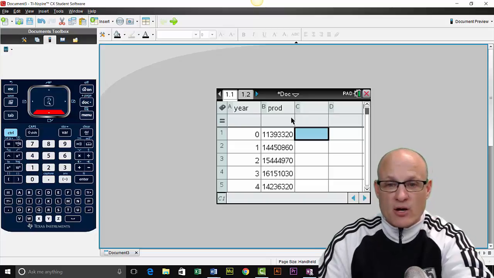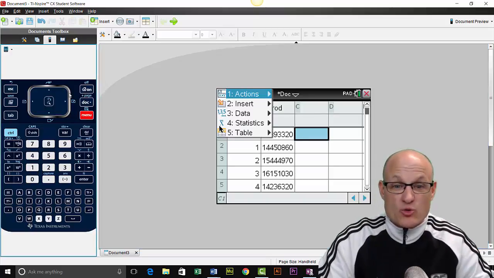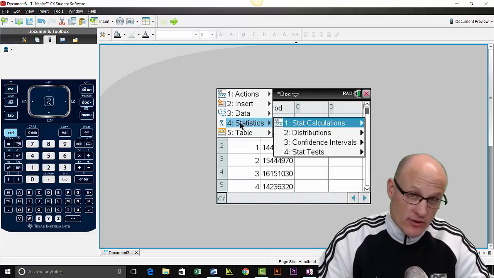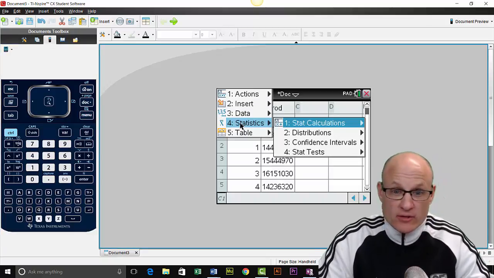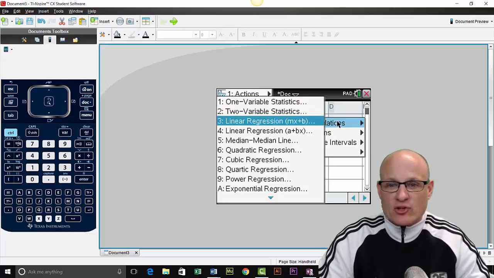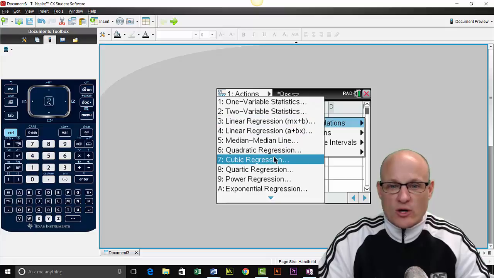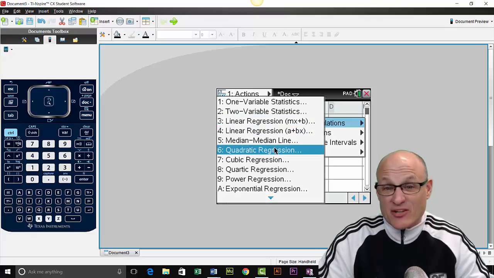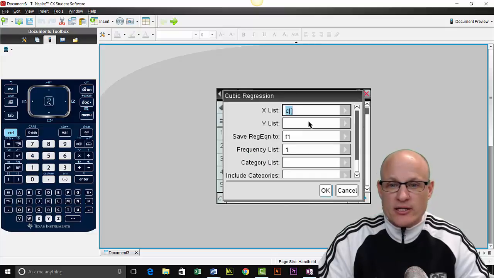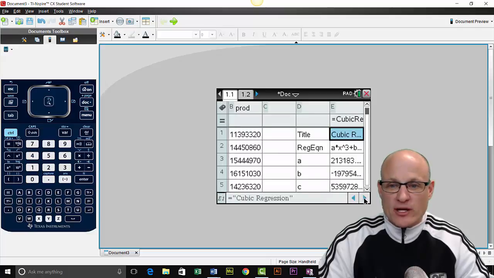Now, in the past we've just told you do a quadratic, do a quartic, do a linear regression, do a whatever. Now you're going to have to decide. You're going to have to look up and say, okay, do I do a quadratic? Do I do a quartic? In this case, because it's a cubic, we're going to do a cubic regression. This was year and this was production. Okay, there's my regression equation.